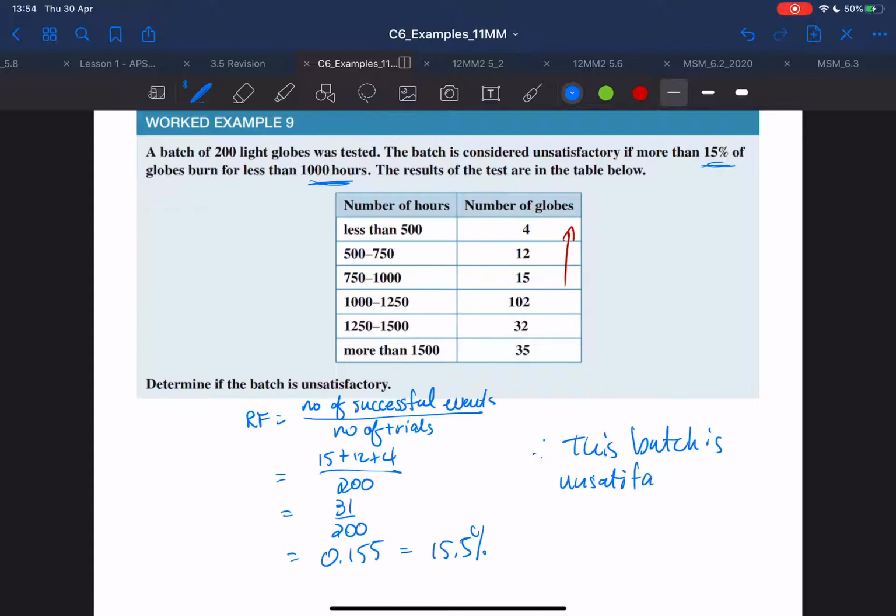And why do you say so? You still have to make the statement, because 15.5% is greater than 15%. That is the reason.